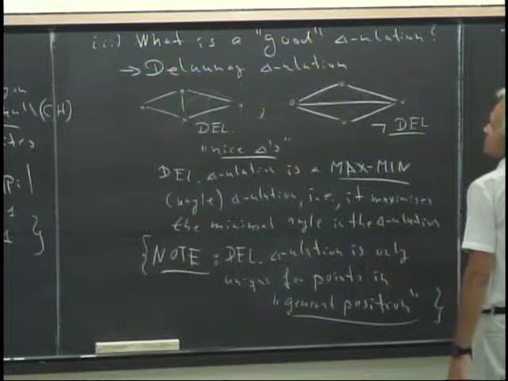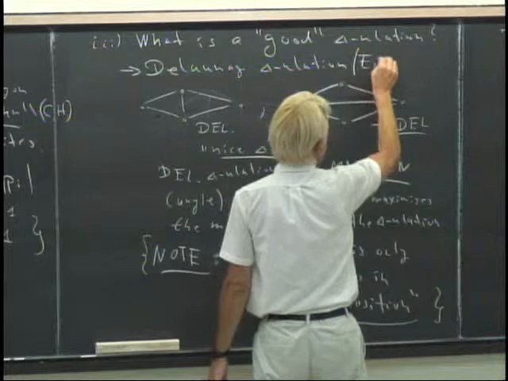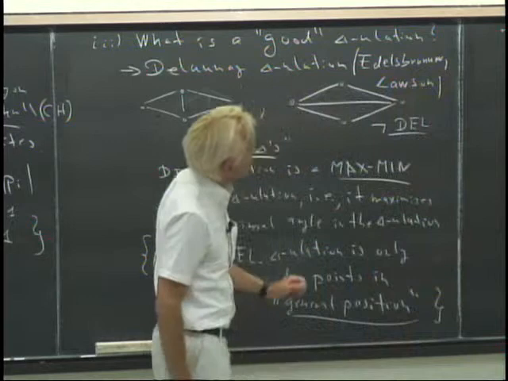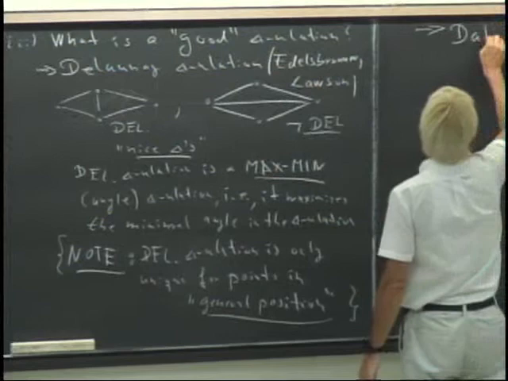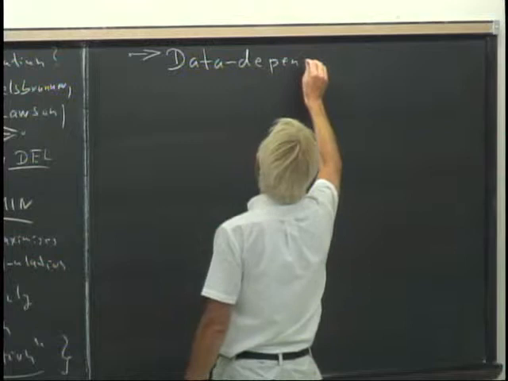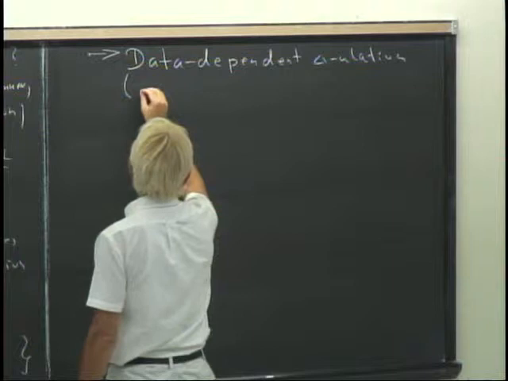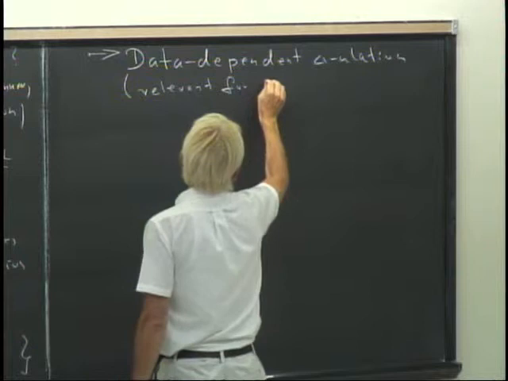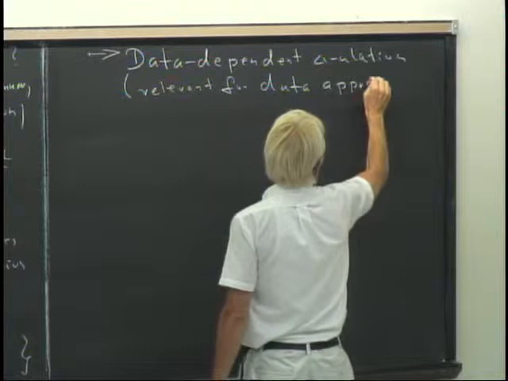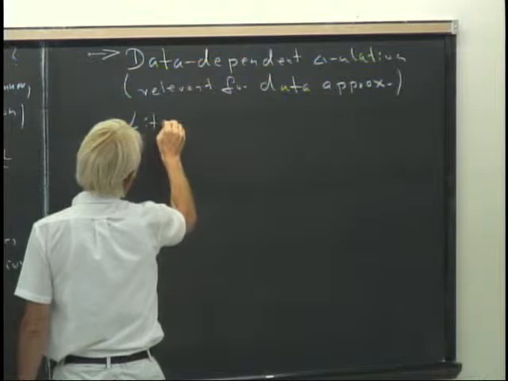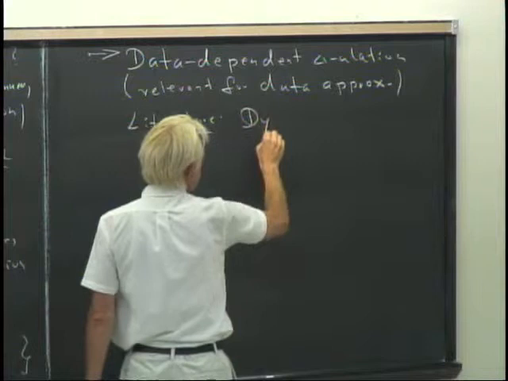And important people you have to read the literature from are Edelsbrunner and also Lawson. There's another one which is very important. There is a so-called data dependent triangulation. And that is important for data approximation for our purposes, relevant for function approximation. And you have to read the literature from Dyn, Levin, and Rippa.